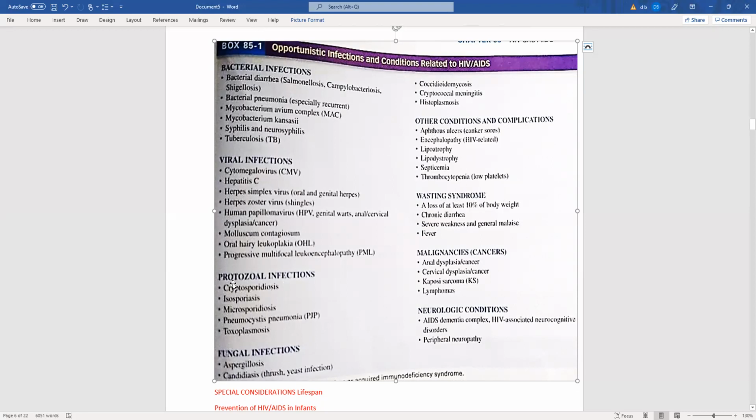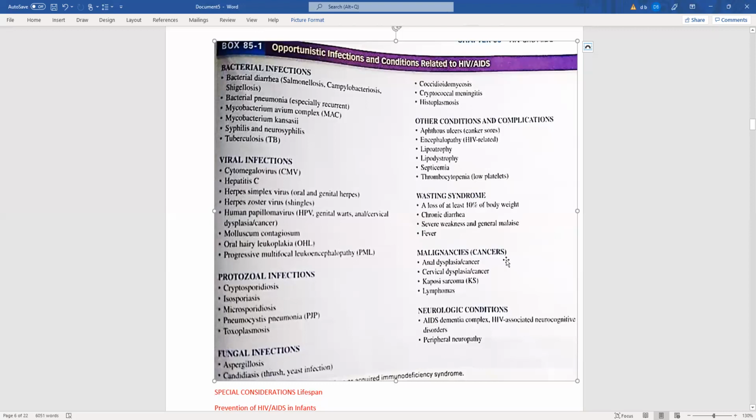The nurse knows that protozoal infection, which is toxoplasmosis, is what type of infection? Opportunistic infection. That's me just making an assumption if they put something like this on there because we can barely pronounce those words. So, like I said, the wasting syndrome, a loss of at least 10% of body weight, chronic diarrhea, severe weakness and general malaise, fever.